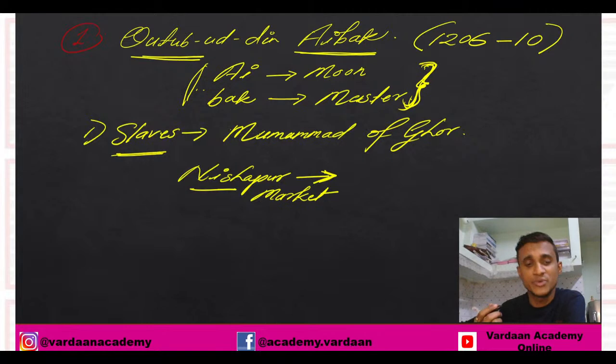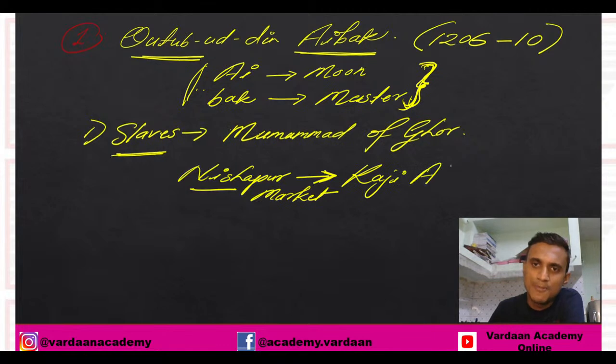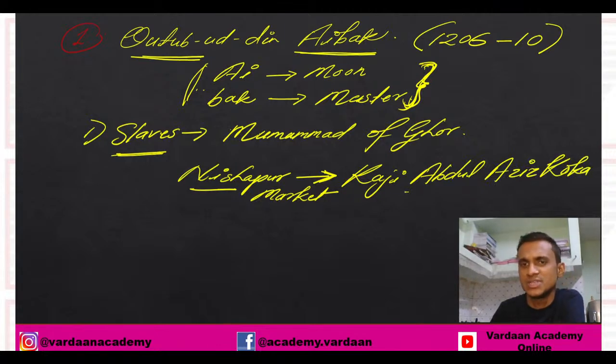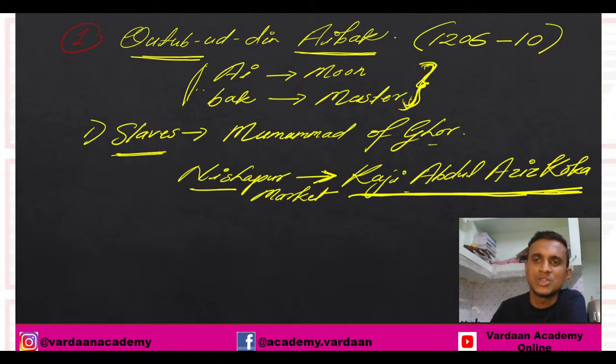Now what's the name of the person who sold him? His name was Qazi Abdul Aziz Koka. That's the name of the person who sold Qutub-Ud-Din Aibak in the Nishapur market, and he sold him to Muhammad of Ghor. So remember this. You also call him Muhammad Ghori. This is very important.